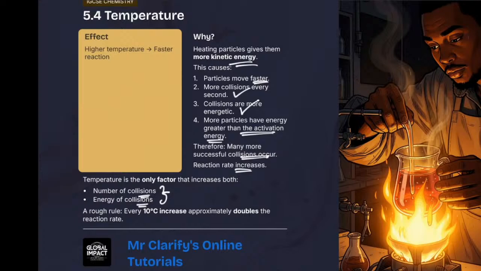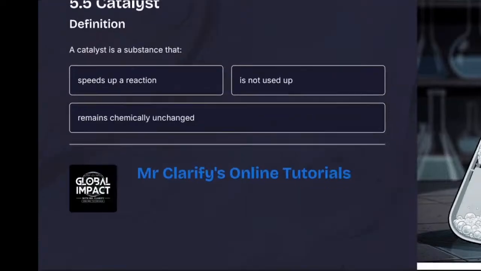Then last one is catalyst. How does a catalyst speed up a reaction? Does it increase the number of collisions? No. Okay, here they are. First thing is the definition. It is a substance that speeds up a reaction but remains chemically unchanged or is not used up. You use one of these two.